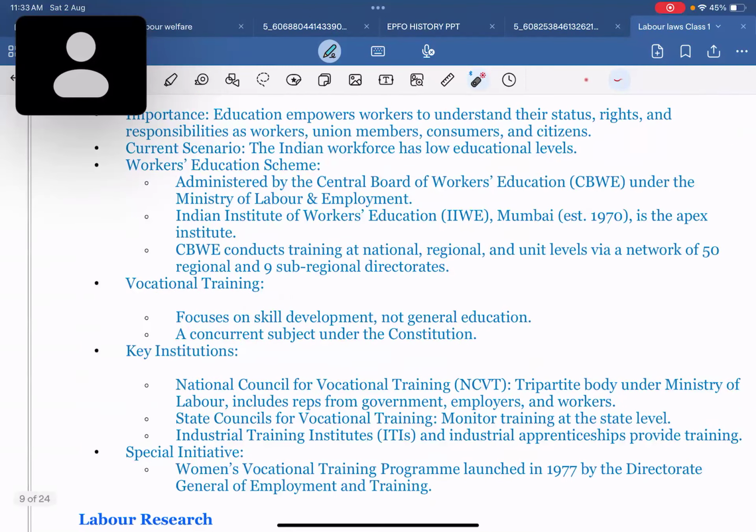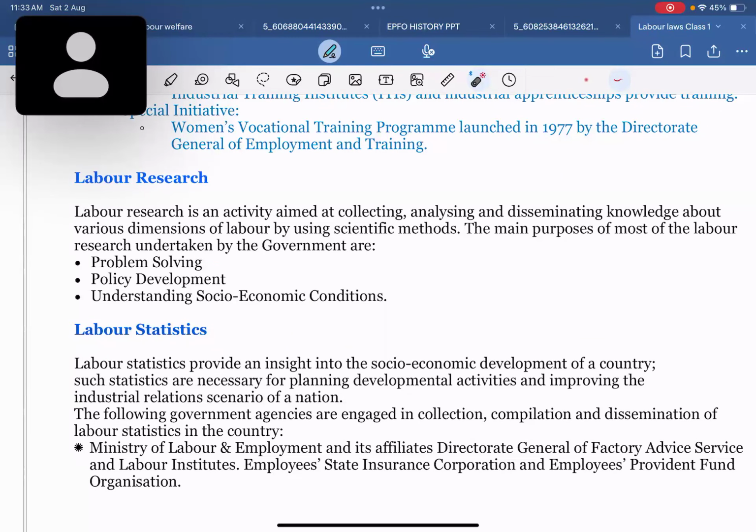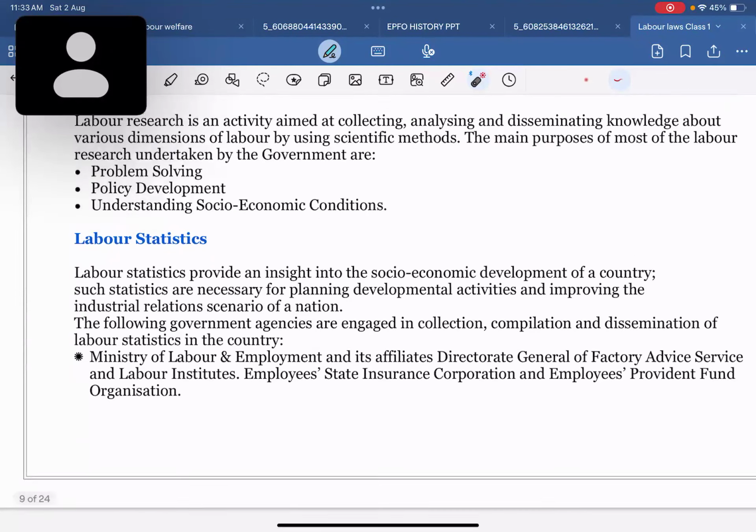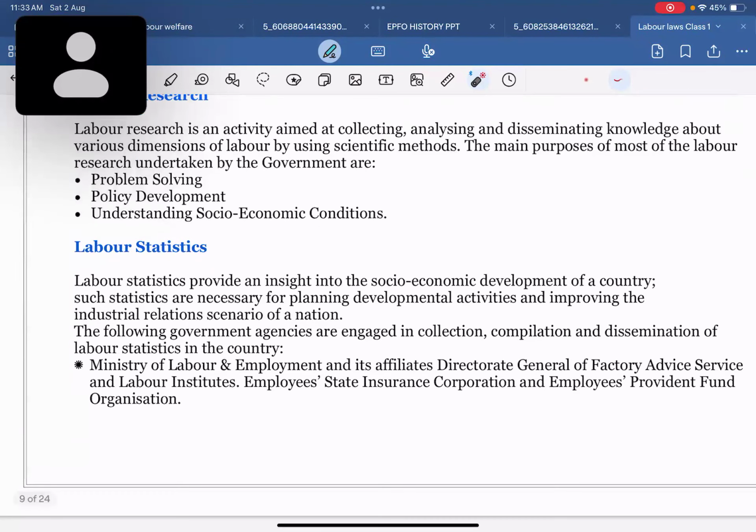Labor research. Labor research is an activity aimed at collecting, analyzing and disseminating knowledge about various dimensions of labor by using scientific methods. The main purposes of most of the labor research undertaken by the government are problem solving, policy development and understanding socio-economic conditions. Okay. So what about labor statistics? Labor statistics provide an insight into the socio-economic development of a country. Such statistics are necessary for planning developmental activities and improving the industrial relations scenario of a nation.